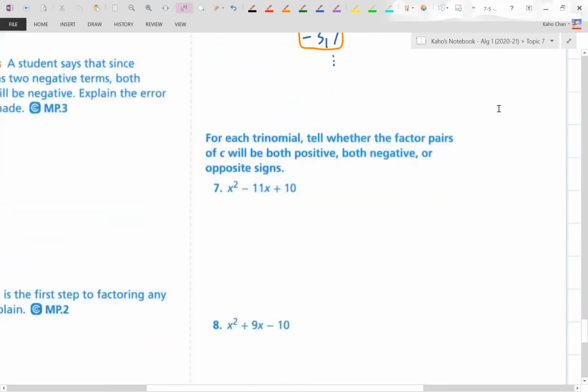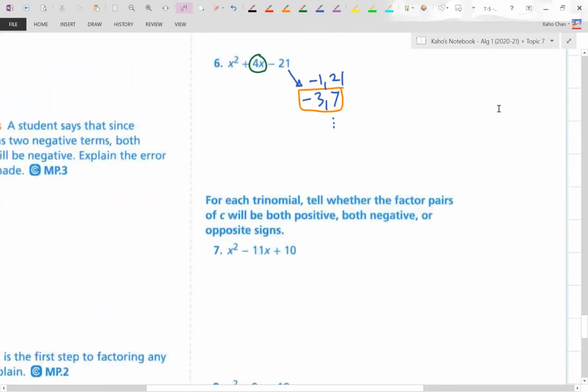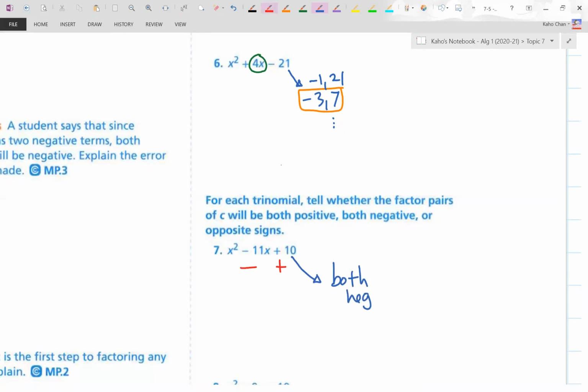All right, number 7. For each trinomial, tell whether the factored pairs of C will be both positive, both negative, or opposite signs. Oh, we have a minus plus situation here. I need the two terms to be both negative, right? Negative times a negative is positive. That's what we're shooting for here. And a negative plus a negative is a negative. So in this case, we need both negative.